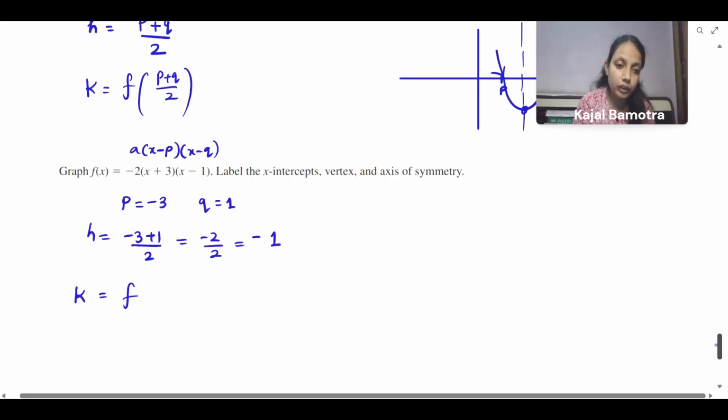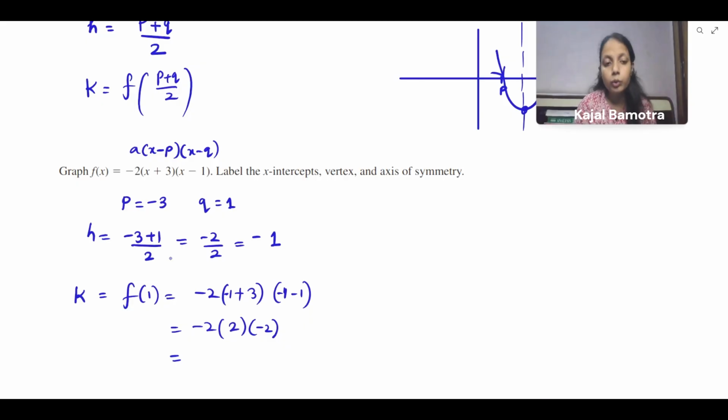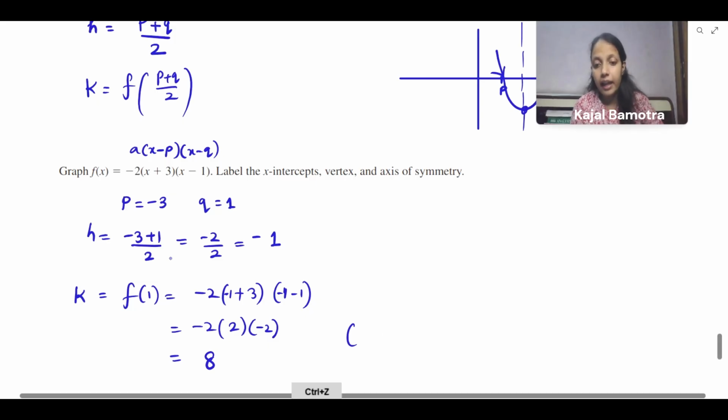Substitute -1 in the function. -1 plus 3 is 2, and -1 minus 1 is -2, with the negative sign in front. So it's 2 times 4, which is 8. Positive 8. So the vertex is h comma k, and this is -1 comma 8 is the vertex.